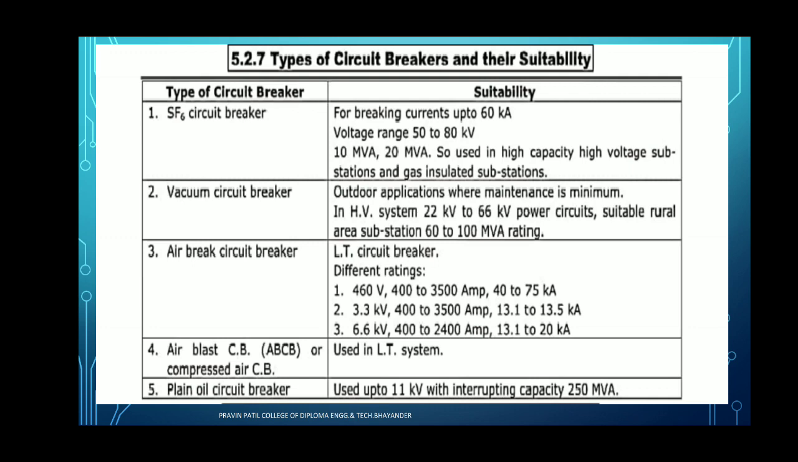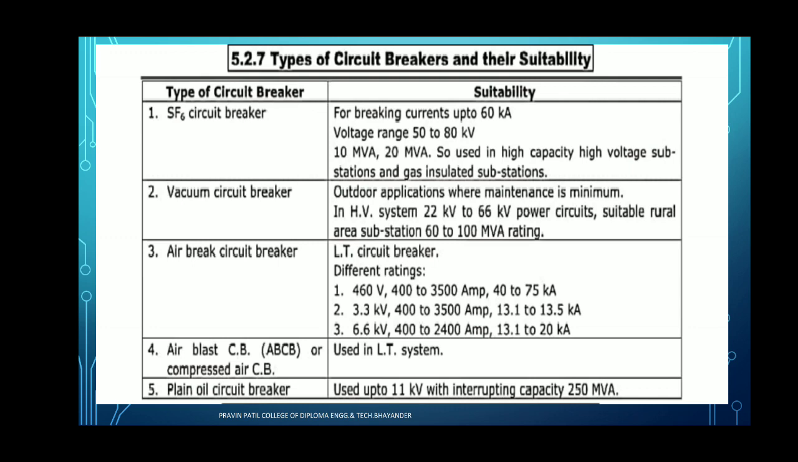Next circuit breaker, the vacuum circuit breaker. Vacuum circuit breakers are used for outdoor applications where maintenance is minimal, so we can easily use the vacuum circuit breaker for outdoor purposes. In high voltage systems of about 22 kilovolt to 66 kilovolt, the power circuit, it is suitable for rural area substations of 60 to 100 MVA rating capacity. So we can use the vacuum circuit breaker in rural areas also.